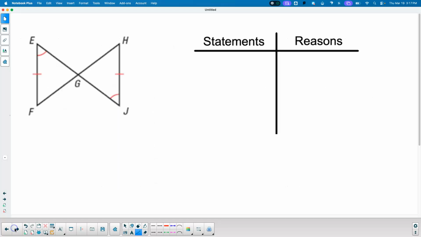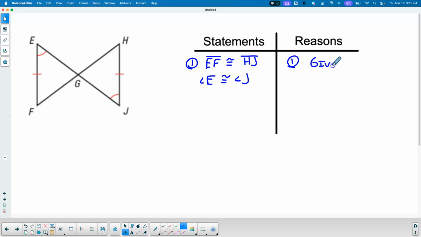Okay? What I really want to go through though is the proofs. So this is letter C on the back side. Our first statement is always going to be the given statement. So what's given in this triangle is we have side EF is congruent to side HJ. That's given. We also have that angle E is congruent to angle J. Those two are the 2 things that are given. They're in red right there. So that is given. That is how you start that one.